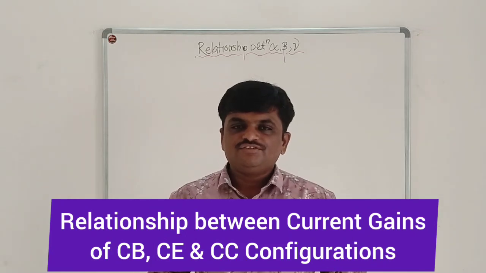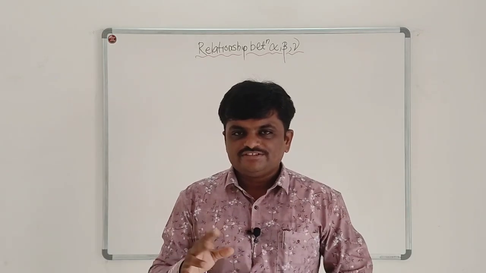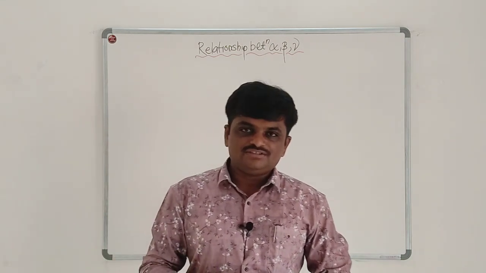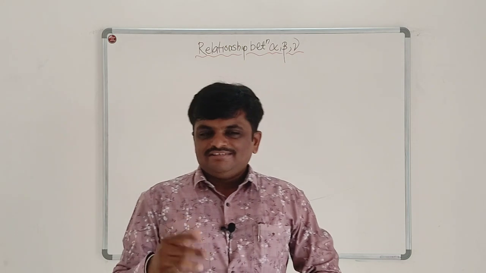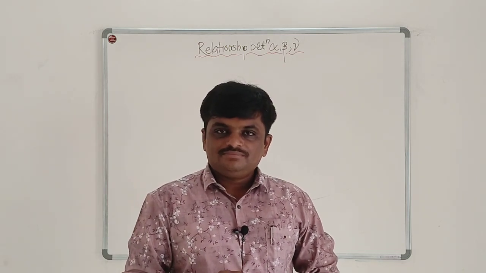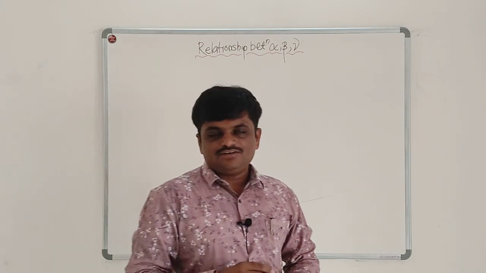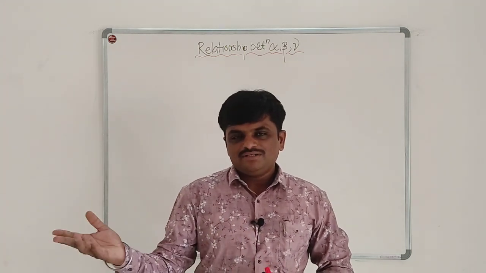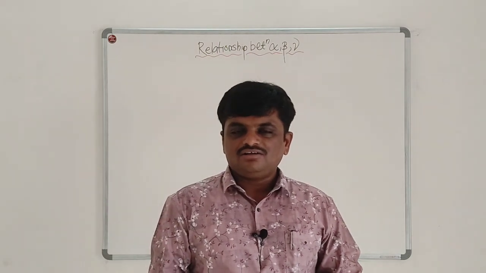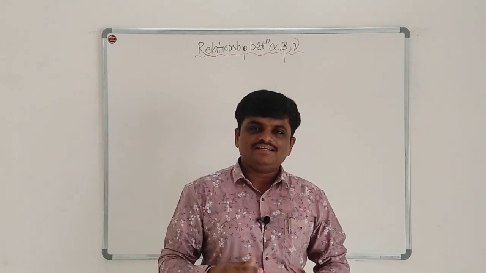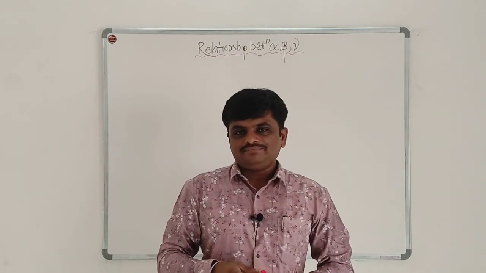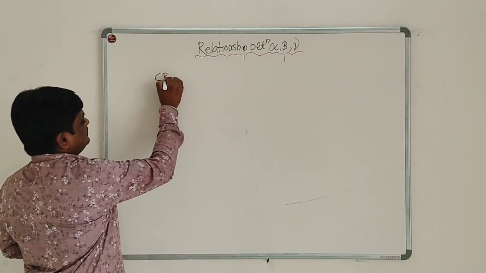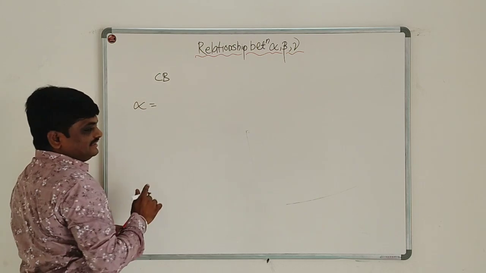Hello friends, in this video we are going to study the relationships between the different current gains of three configurations of BJT: common base (CB), common emitter (CE) and common collector (CC). The current gain in common base is alpha, in common emitter is beta, and in common collector is gamma.